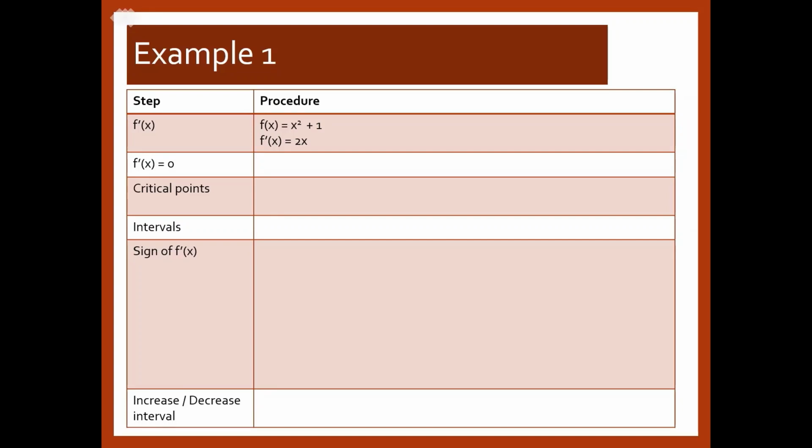Differentiate f(x) equal to x squared plus 1. The answer is 2x. By letting f prime x equal to 0, you should get x equal to 0. Substitute x equal to 0 into f(x), you should get y equal to 1. Therefore, the critical point for the given function is (0, 1).